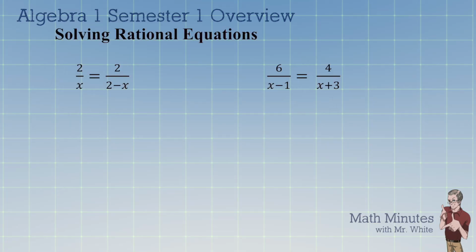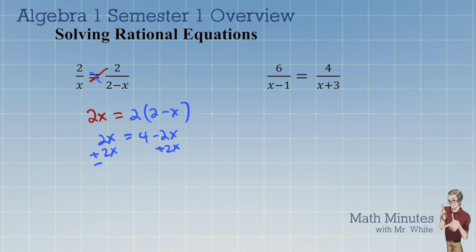A couple more rational equations where I put the x's in the bottom, but that shouldn't panic you because when you just do the cross products, you get 2x that way, and then the other direction, 2 times the quantity, 2 minus x. So see, it was no different. We still just do the cross product. So 4 minus 2x equals 2x. Add 2x, we get 4x equals 4. We divide by 4, we get x equals 1.